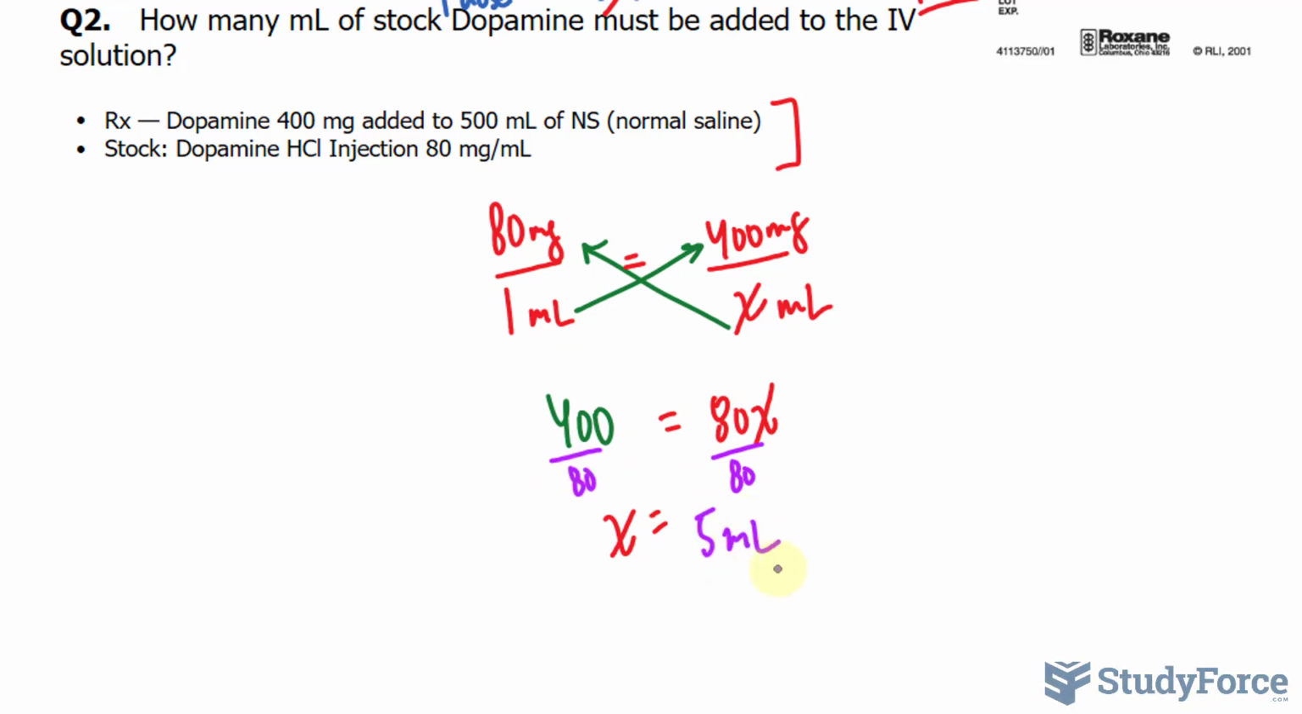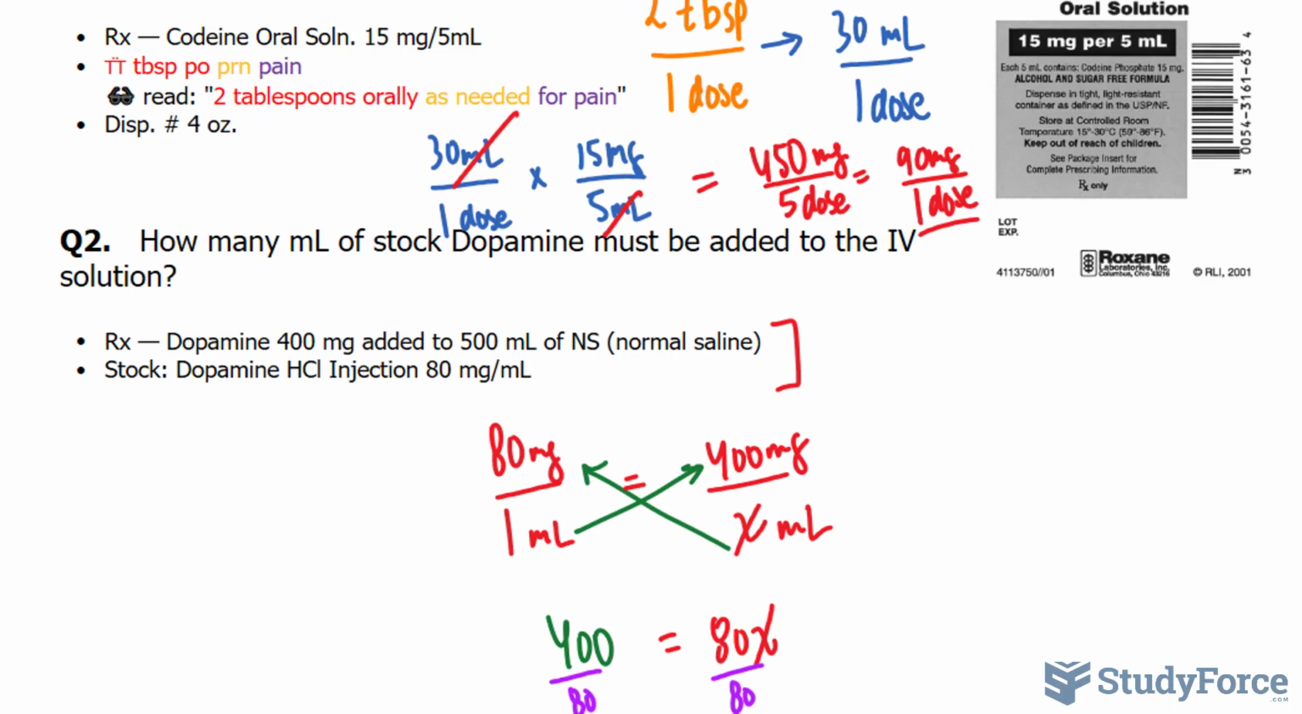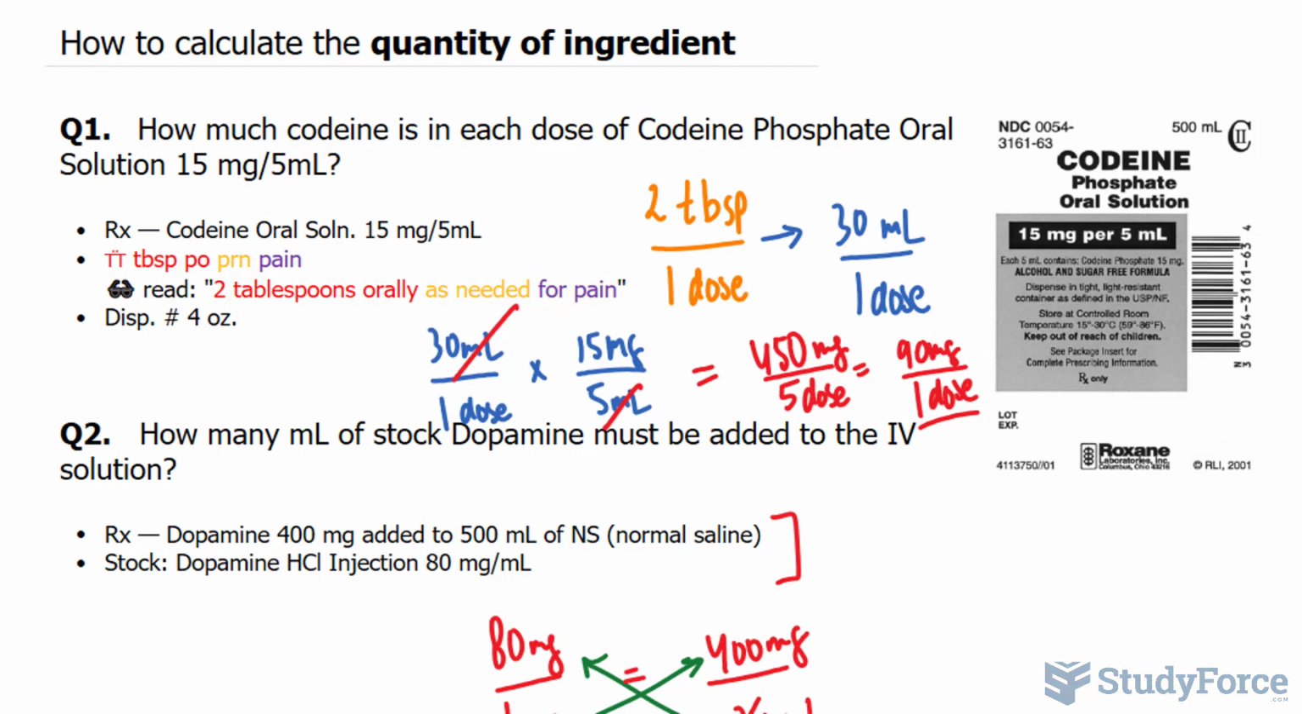So by using 5 milliliters of the stock, whose strength is 80 milligrams per 1 milliliter, you end up getting IV that contains 400 milligrams, which maintains the concentration prescribed. And there you have it. 2 examples on how to calculate the quantity of ingredients.